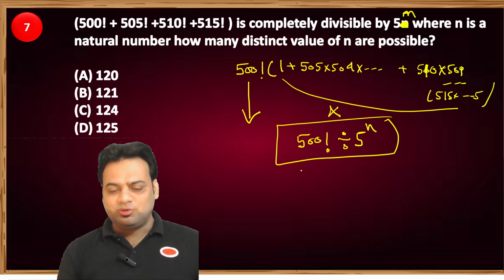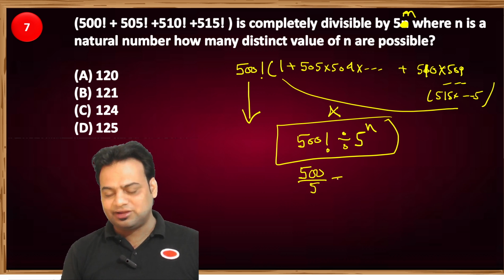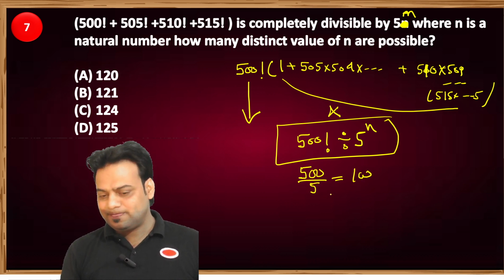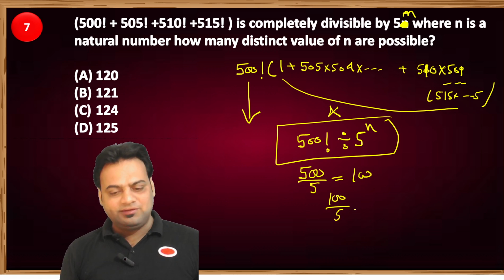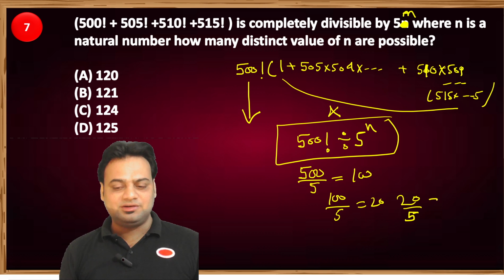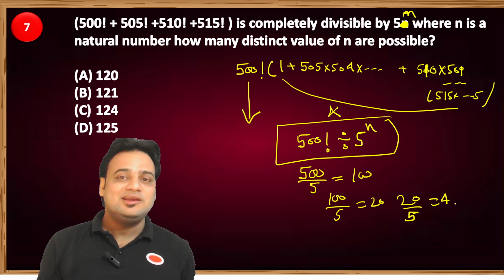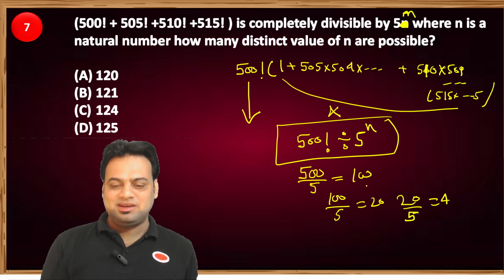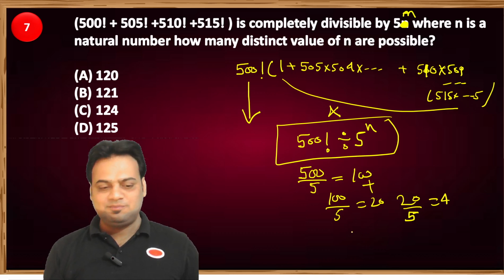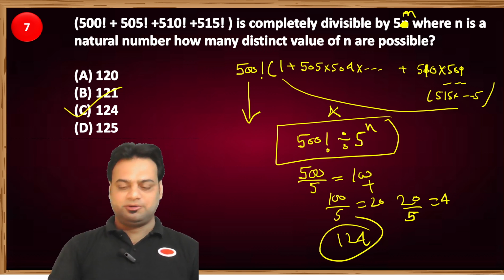So how do we calculate this type of question? Just divide 500 by 5, and you get 100. 100 divided by 5 is 20, and 20 divided by 5 is 4, and 4 is not further divisible, since you get only integer values. So what is n? 100 plus 20 plus 4, that's 124. So our answer is 124.